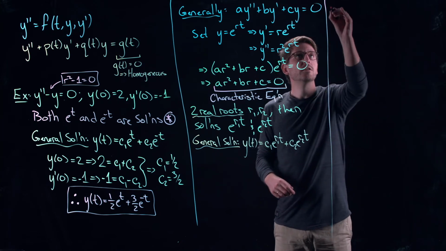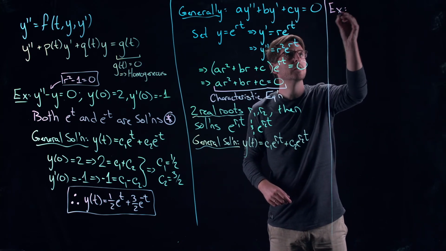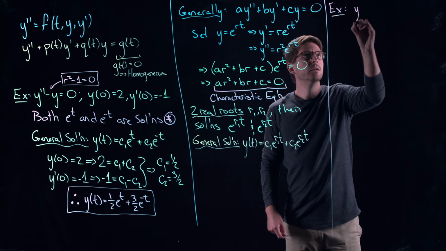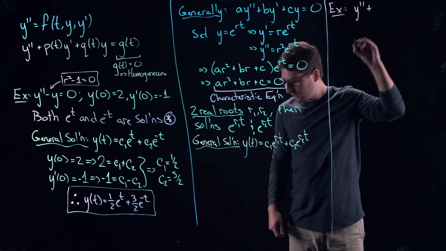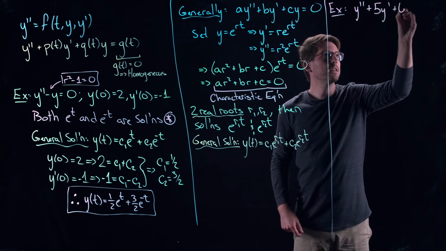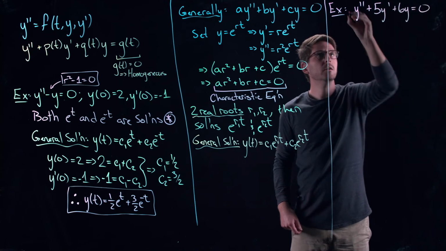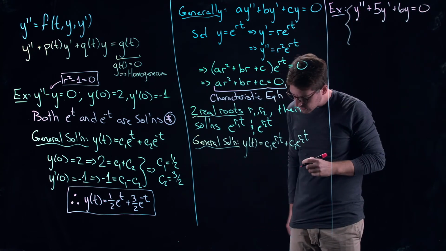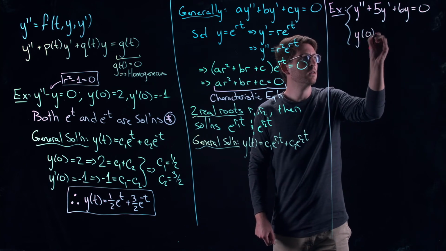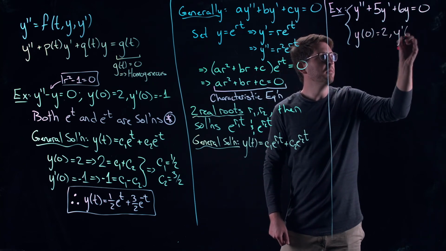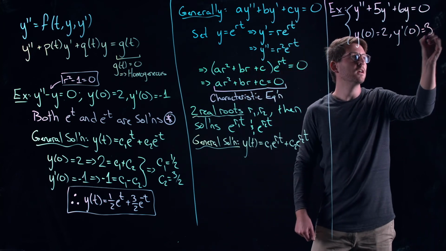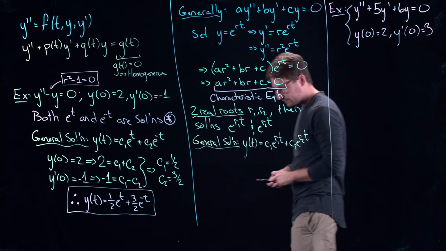Okay, so let's do another example. Let's look at y double prime plus 5y prime plus 6y is equal to 0. And here's the conditions I want to give you for this thing. y of 0 is equal to 2, and y prime of 0, remember I need two initial conditions, y prime of 0 is equal to 3.